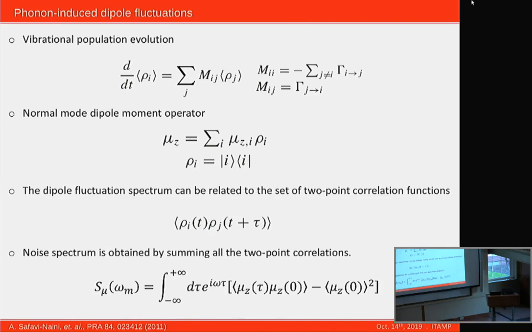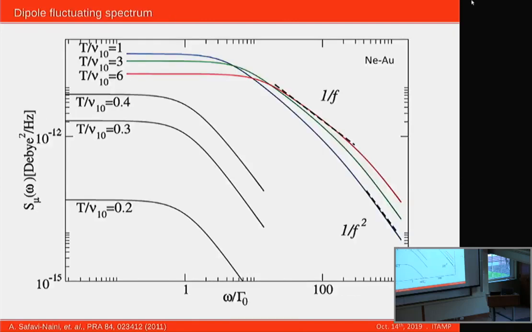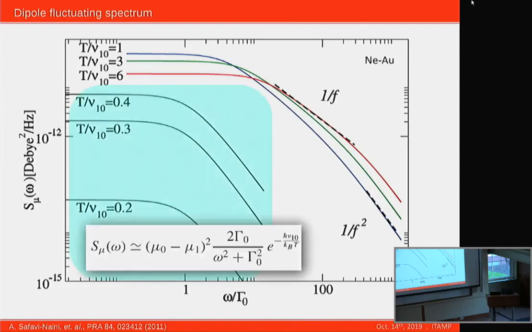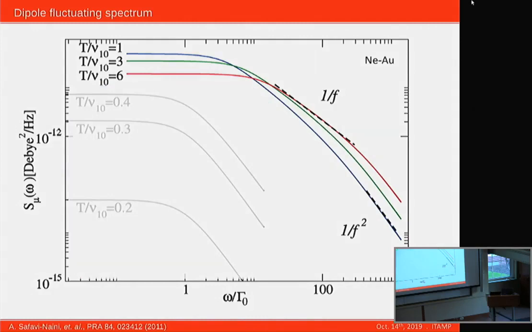So this is the machinery that's supposed to be working. Let's put it in action and see how it works. This is the same system, and we are plotting this dipole moment spectrum versus the frequency scaled by the zero temperature decay rate. At low temperatures, as you can see, only the two lowest vibrational states are occupied. You can see this white noise area, and then right after you have a slightly 1/f noise area, and then mostly just 1/f squared that you're expecting from such a system. If you now increase the temperature, you get more and more of these states populated, and then this 1/f area would be more pronounced, and after that you get this 1/f squared.